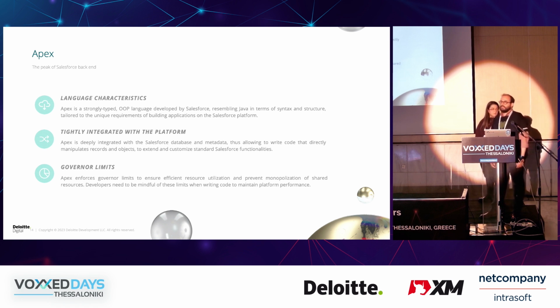So Salesforce has provided us a backend language called Apex. Essentially, it feels like Java. It has the same structure, but it's tailored to meet the platform needs. So it's a strongly typed object-oriented programming language. I like to think of it as a subset of Java tailored to the Salesforce platform.